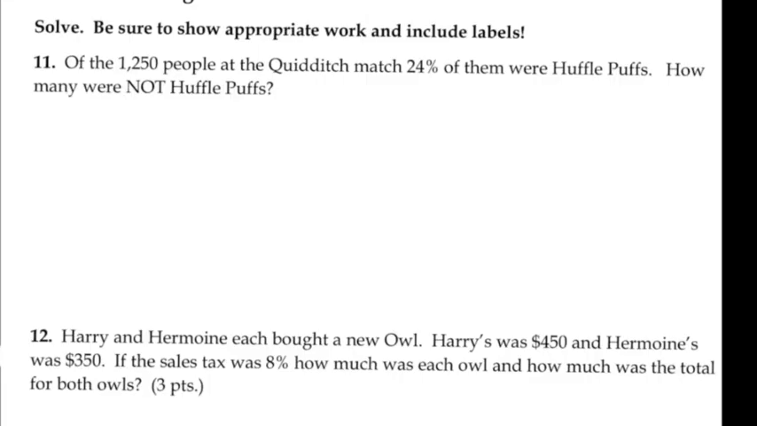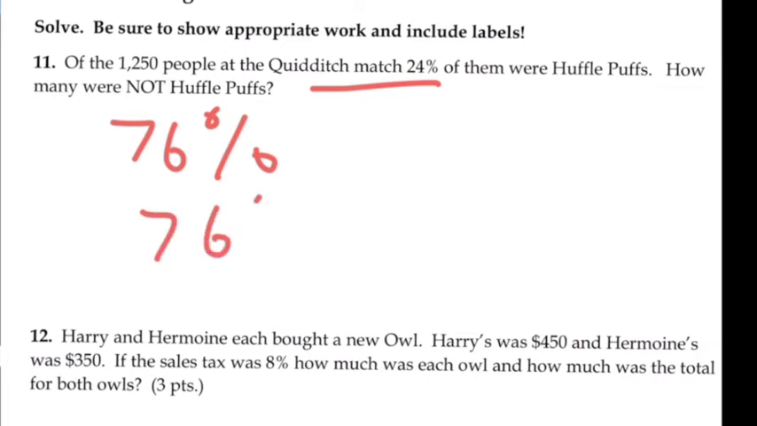Okay, so number 11 says, of the 1,250 people at the Quidditch match, 24% of them were Hufflepuffs. How many were not Hufflepuffs? Okay, so there's a couple ways to do it. One way is, we know that percentages are based out of 100. So if 24% of them were Hufflepuffs, how many were not? So it'd be 100 minus 24, and when you do that, you're going to get 76. So 76% were not.